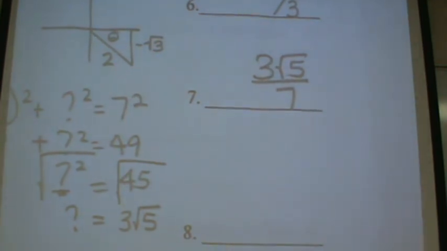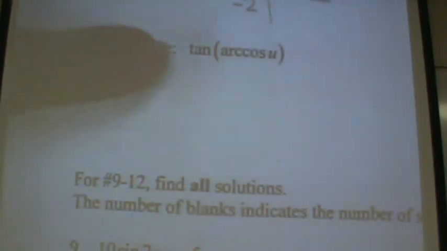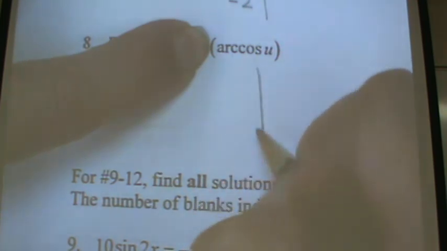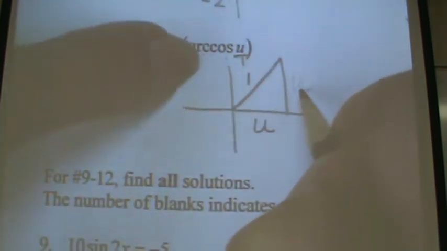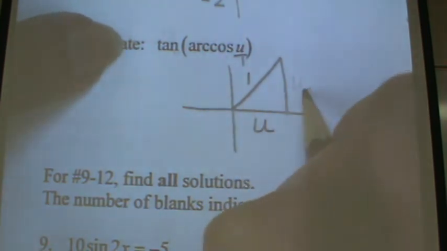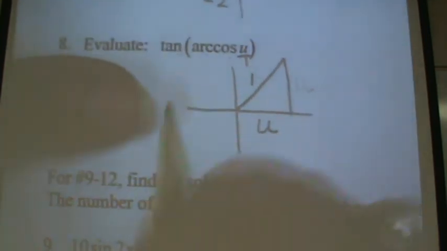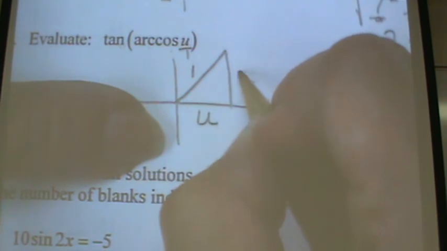Number 8. Okay, so cover tangent. Arc cosine. So I'm in which quadrant, 1 or 2? I'm going to put myself in quadrant 1 because I see a positive u. What's the definition of cosine? Adjacent over hypotenuse. So you have to figure out what this opposite side is because we're talking tangent, and tangent is opposite over adjacent. So I'm going to use the Pythagorean theorem.